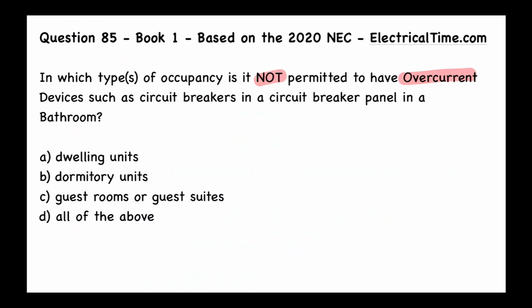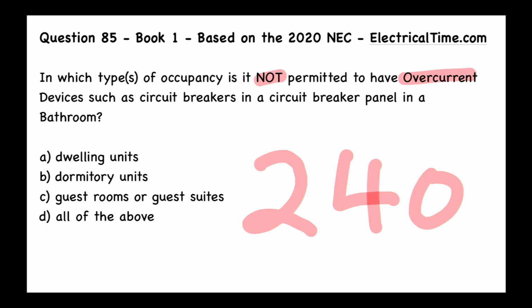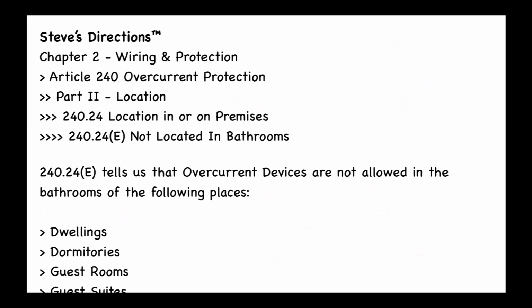The first thing we're going to do is ask ourselves, what article are they talking about here? I see the word overcurrent, and that tells me this is going to be Article 240 for overcurrent protection. The answer to this question is going to be D, all of the above. Let's go take a look to see how we found the answer to this question.